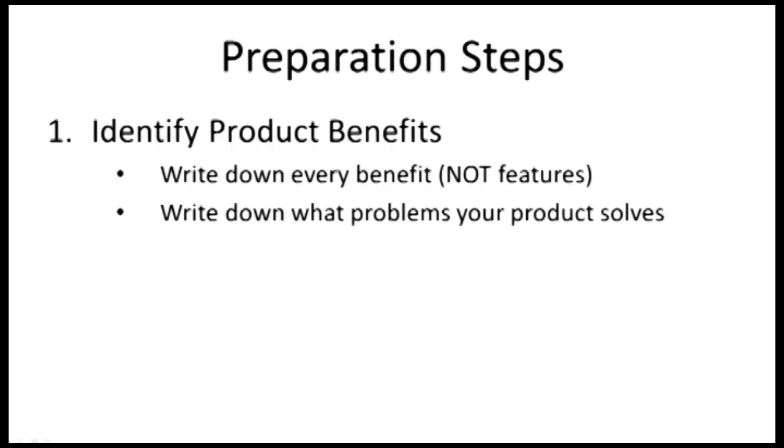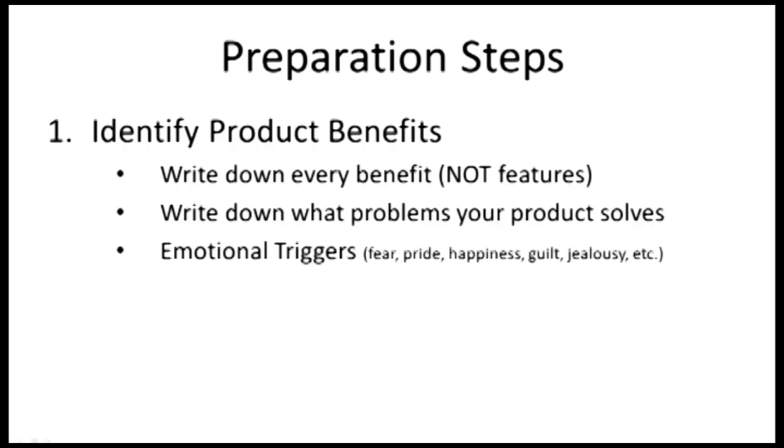I also want you to write down what problems your product is going to solve for someone. People will buy if your product can solve a problem. And then thirdly, I want you to write down any emotional triggers that you can zero in on, because remember, people buy based on emotion. They usually don't buy on logic. We justify on logic, we justify on features, but we buy based on emotion.